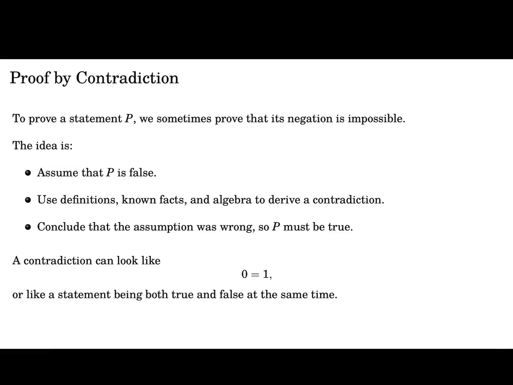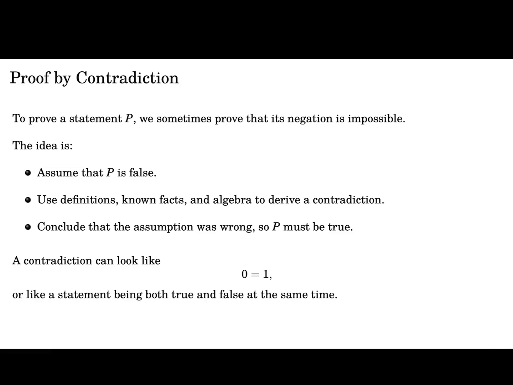And the idea is that once we reach a contradiction, we conclude that our assumption was wrong. But our assumption was that P is false. And so if assuming P is false leads to an impossibility, then P must be true, right?